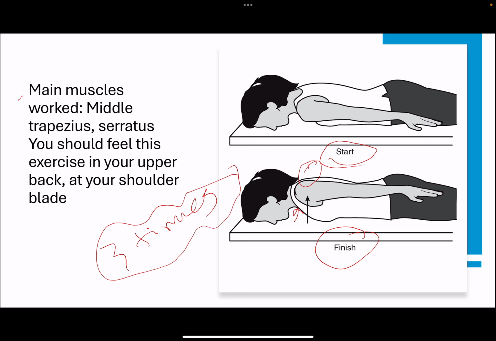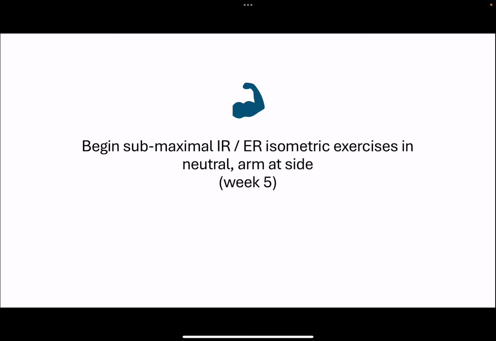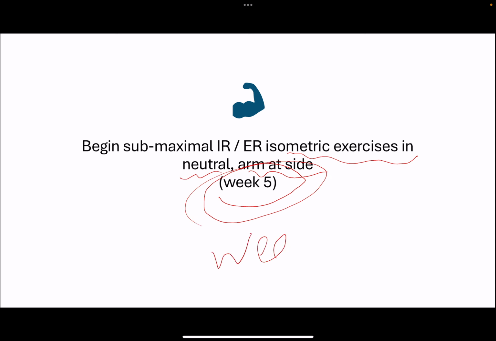Main muscles worked here: middle trapezius, serratus anterior. You should feel this exercise in your upper back at your shoulder blade. Begin submaximal internal and external isometric exercise in neutral arm at side at week 5. Week 5, this program according to the latest guidelines.